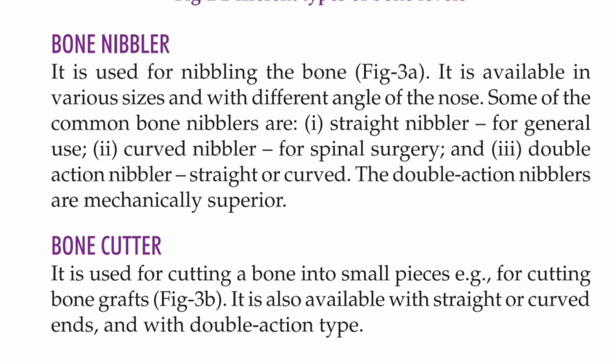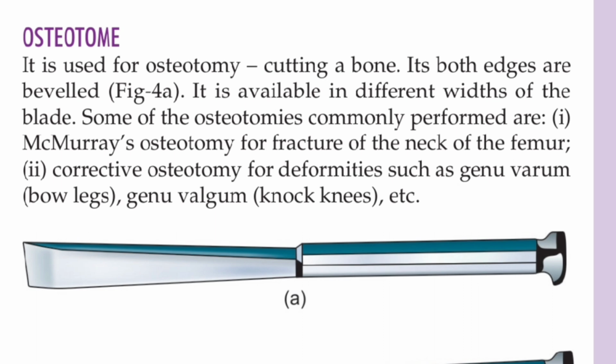So next instrument is the osteotome. Okay, osteotome is used for osteotomy, that is cutting of the bone. They are available in various different widths. Okay, and a major important point is here both the edges of the osteotome are beveled. Okay, and it is used for Macewen's osteotomy and corrective osteotomy.